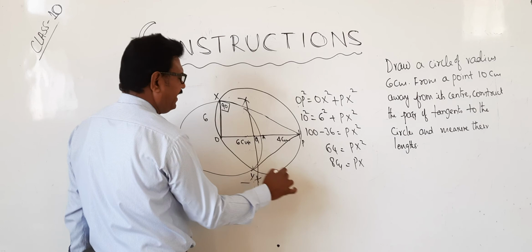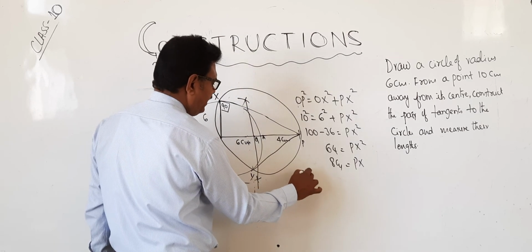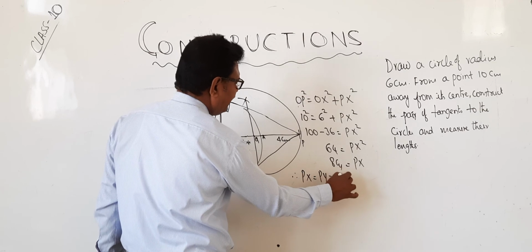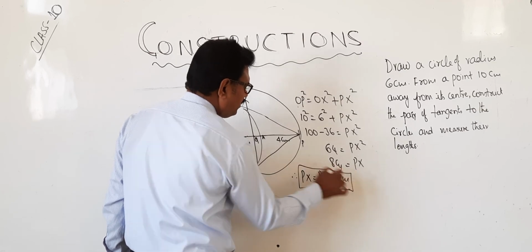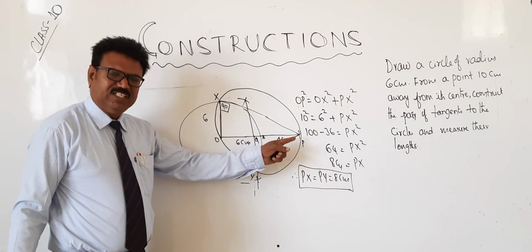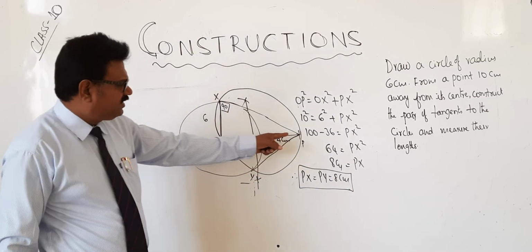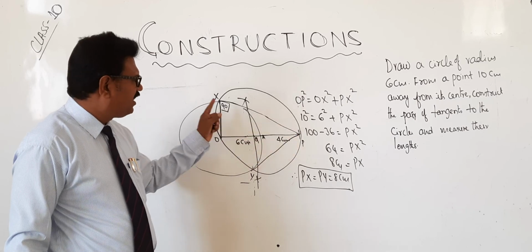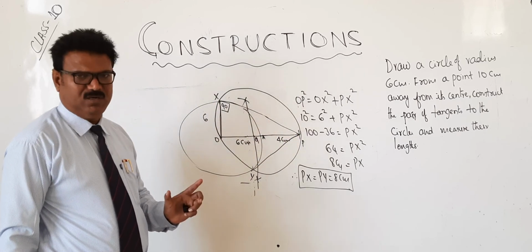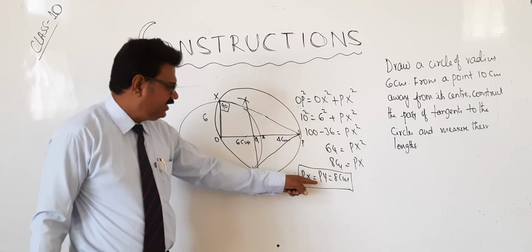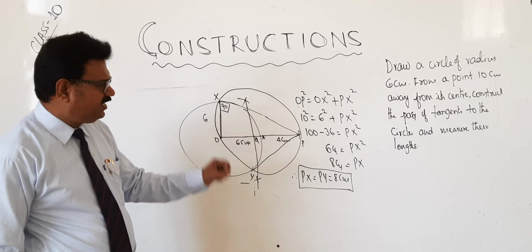When PX is 8 centimeters, therefore PX is equal to PY equals 8 centimeters. Why? Tell me. Yes, because in the circle chapter we have proved that the tangents drawn from an external point are equal. That means PX equal to PY, and it is nothing but equal to 8 centimeters.